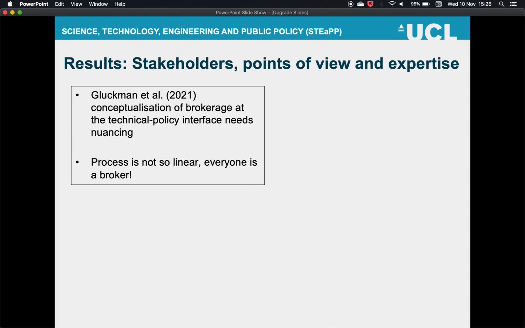My results clearly show that this definition needs nuancing, and although synthesis and dissemination might be a good way to unpack how engineering advice for policy works, brokerage is a lot more distributed and a lot less linear than this definition makes it out to be.